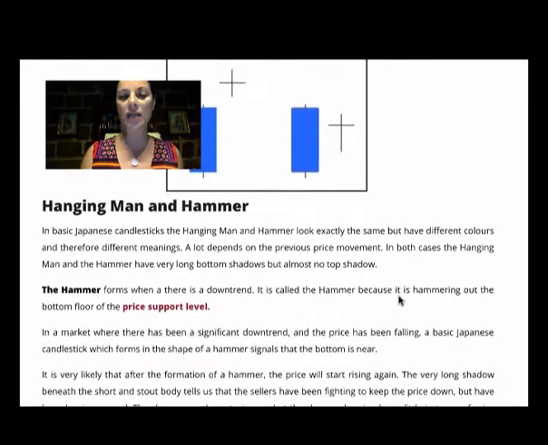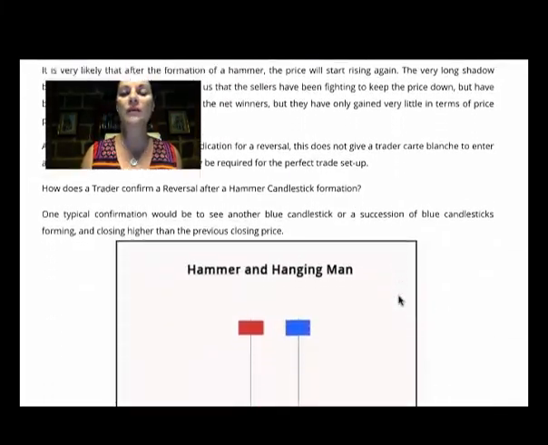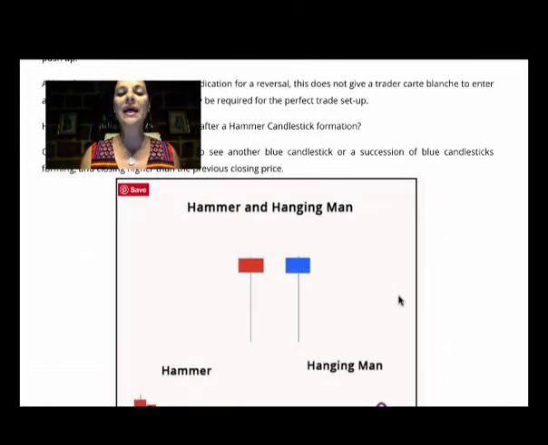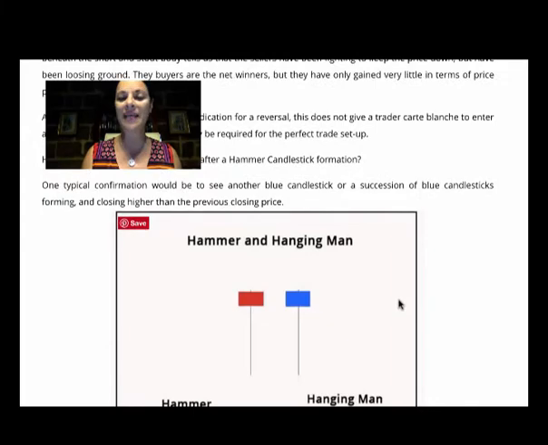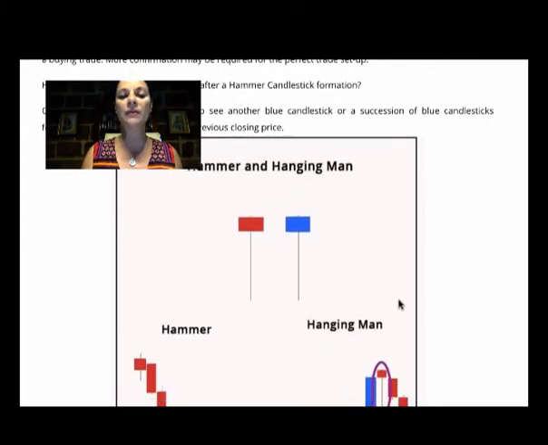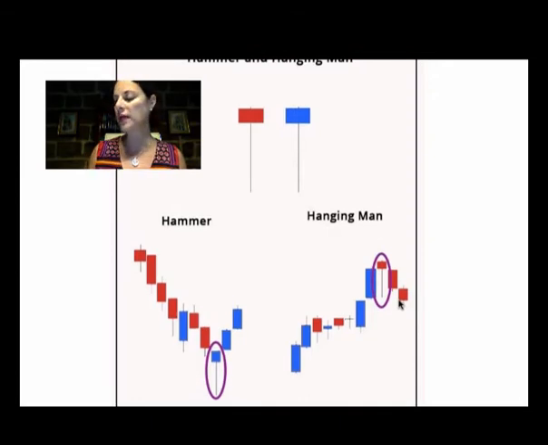A few more shapes. The hammer. The hammer is one very important candlestick because it gives us a lot of information. There is the hammer and the hanging man. Both of them are very important and they happen in different situations. If you have a look at this graph that I am showing you here, we will tell you a little bit about the hammer and also the hanging man.